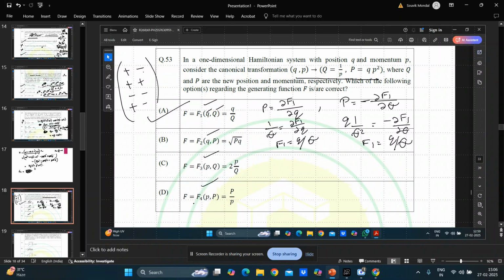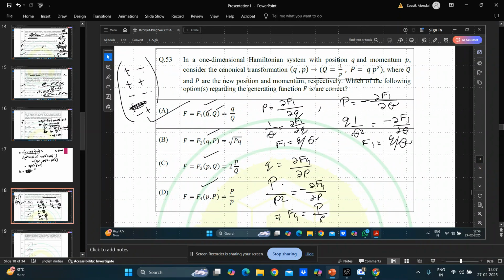And as f4 is correct, I am showing you how you can calculate f4. So f4 is a function of small p and capital P. So your small q is equal to del f4 del p, and small q is what? Small q is capital P. Sorry, this is not plus minus, this is minus plus. Okay, now plus minus plus plus minus minus minus plus. Okay, so capital P by small p square, small p square del f4 del p, right? So you will get f4 is equal to capital P by small p.